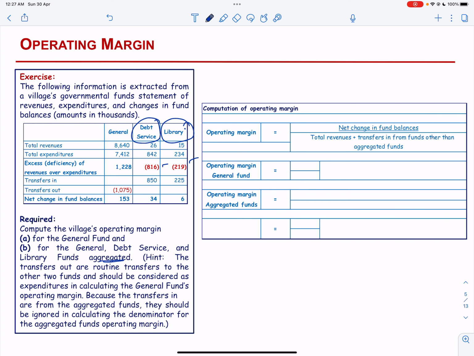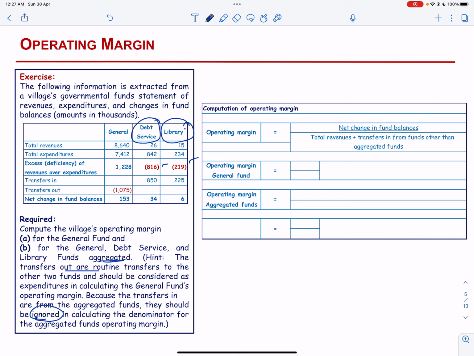So the transfers out are routine transfers. They have given a note to the other two funds and should be considered as expenditures in calculating the general fund's operating margin. Because the transfers in are from the aggregated funds, they should be ignored in calculating the denominator for the aggregated funds operating margin.